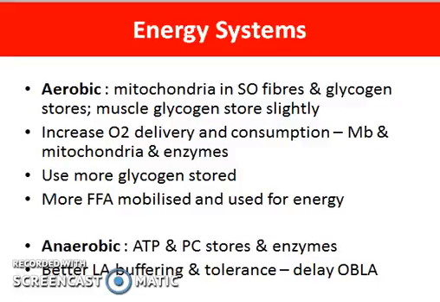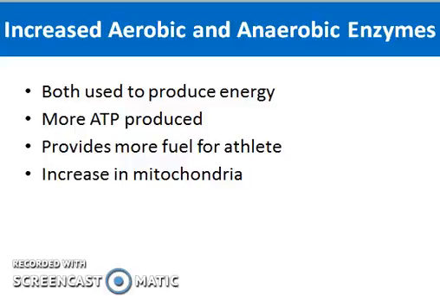Okay, so part 3 of this video is energy systems and skeletal. So, increased aerobic and anaerobic enzymes. Both types of enzymes are used to produce energy via converting it into ATP. Increases in these enzymes therefore means more ATP is produced and therefore more energy is produced. For example, the number of anaerobic enzymes increased to control the anaerobic phase of glucose breakdown.